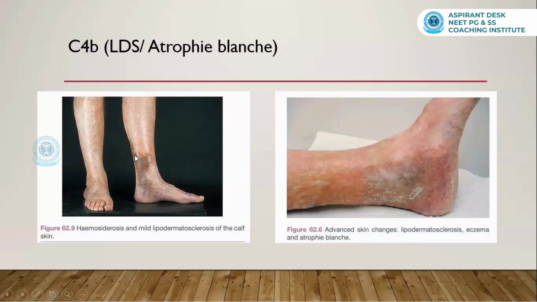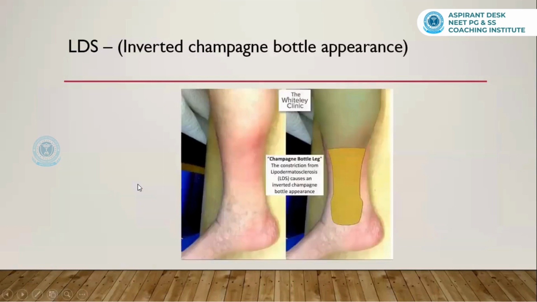This is lipodermatosclerosis with the hemosiderosis because of extravasated venous blood. And in lipodermatosclerosis, there is an appearance which is called the inverted champagne bottle appearance. Okay, which is shown here. Inverted champagne bottle appearance is seen in lipodermatosclerosis. They could ask this also as a question.